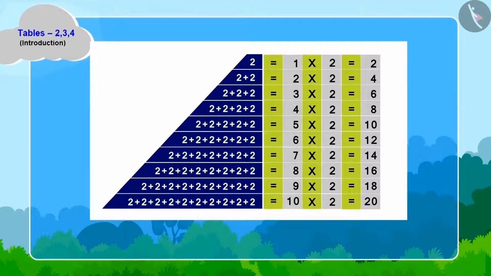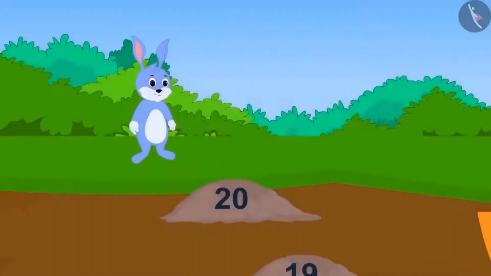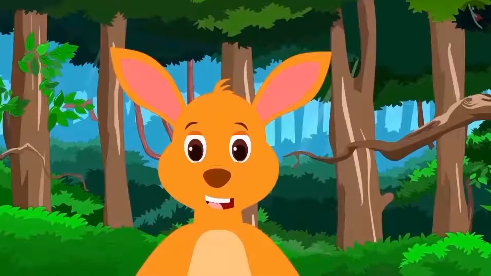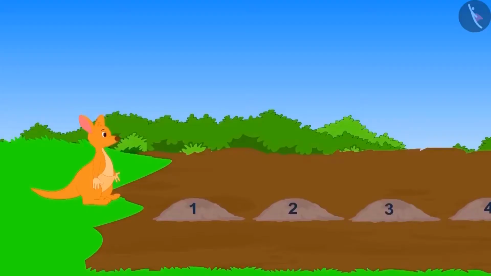Like this, another unique thing has been made. Can you guess what it is? It becomes the table of 2. Seeing Bunny, now Kittu Kangaroo has also gathered courage. Kittu can take 3 steps in one jump.